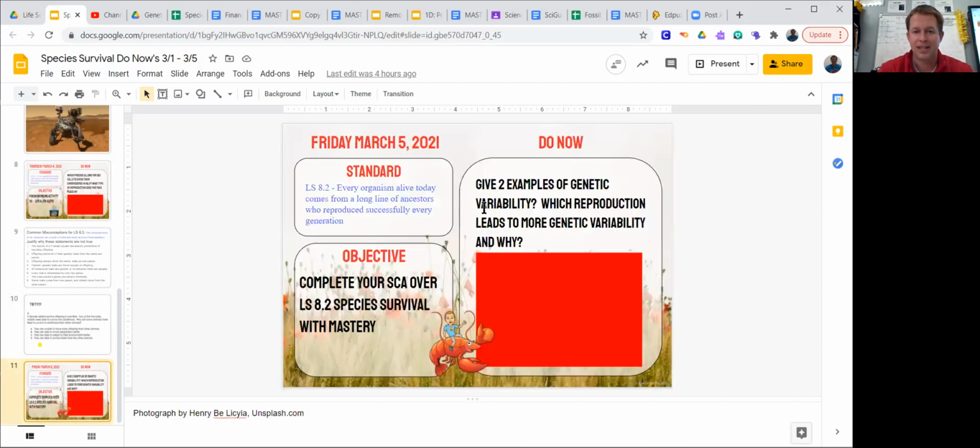And Friday, give 2 examples of genetic variability. Which reproduction leads to more genetic variability and why? 2 examples of genetic variability would be having taller people and shorter people, or having large claws and little claws. And then sexual reproduction leads to more genetic variability because you have 2 parents, so you're getting different genes from each one.